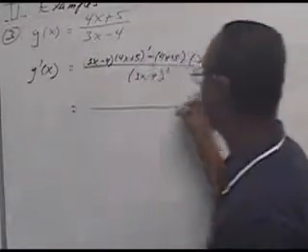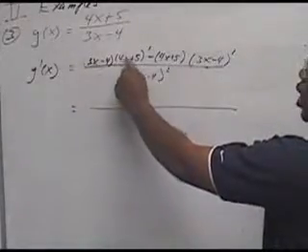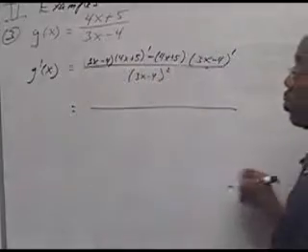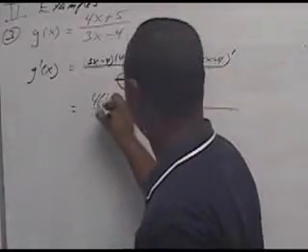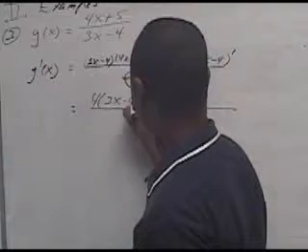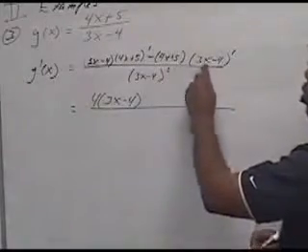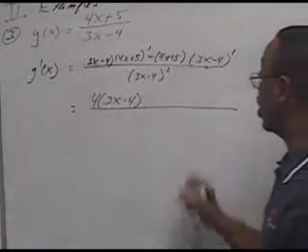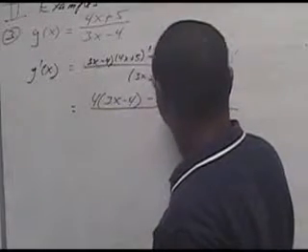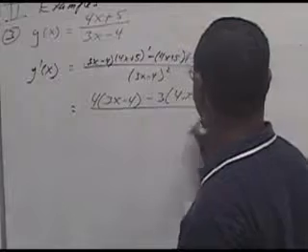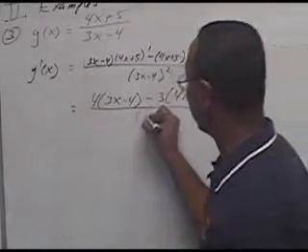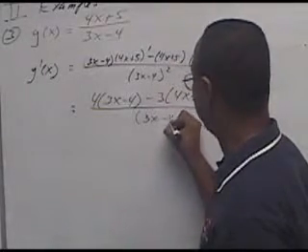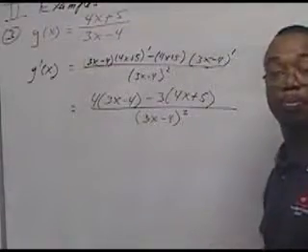Okay. The derivative of 4x plus 5 is 4 plus 0. So that's 4. So 4 times 3x minus 4. And the derivative of 3x minus 4 is 3 minus 0. So we'll say 3 times the 4x plus 5. And that'll all be over 3x minus 4 all squared.